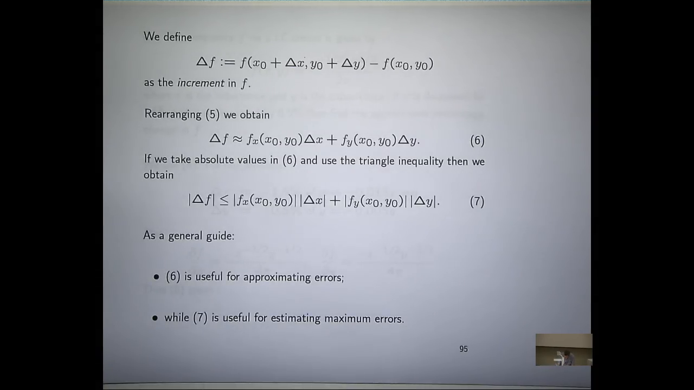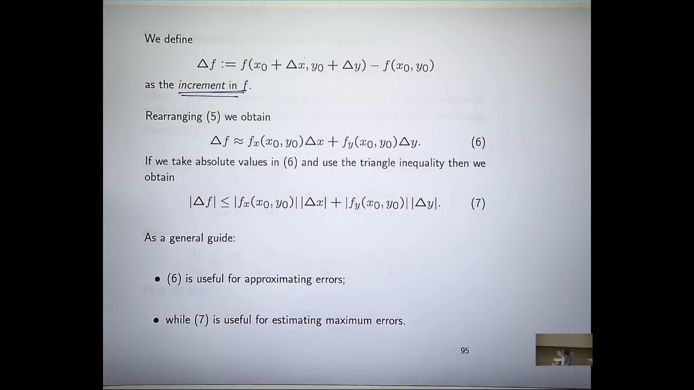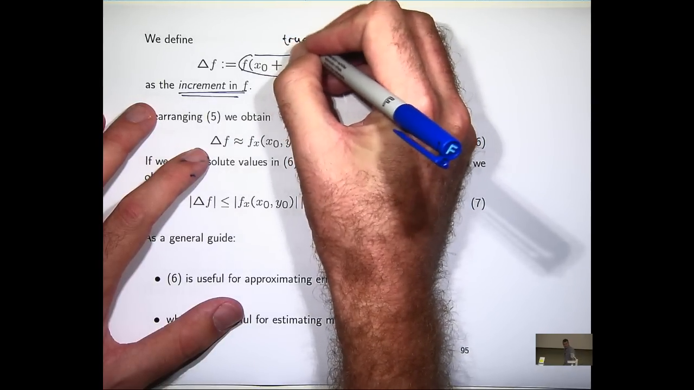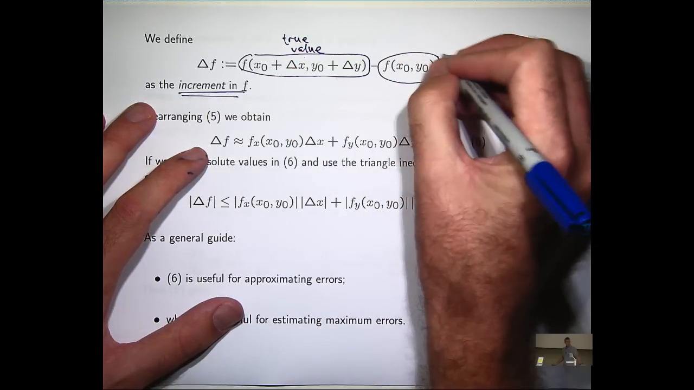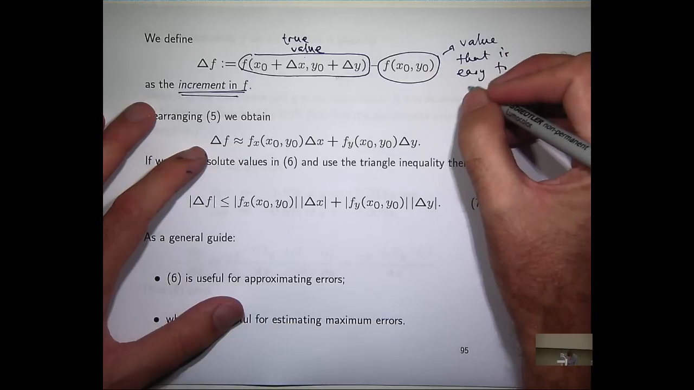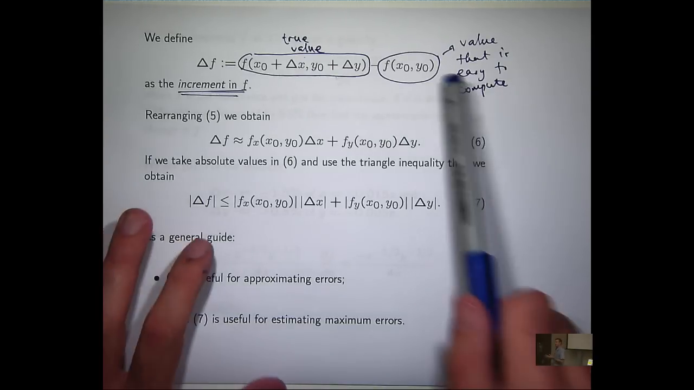Okay, so some important notation. This delta f is called the increment. Now, it's just a value. Here, x naught, y naught is some point, and the point of interest, x naught, y naught, is usually chosen so it's easy to work with. Okay, so f at x naught plus delta x, y naught plus delta y, this may be something that's difficult to actually work out. But we can approximate it, I guess, with something a little simpler.